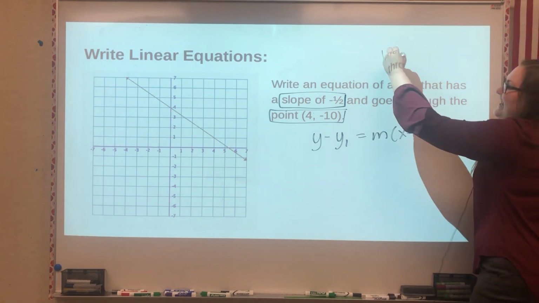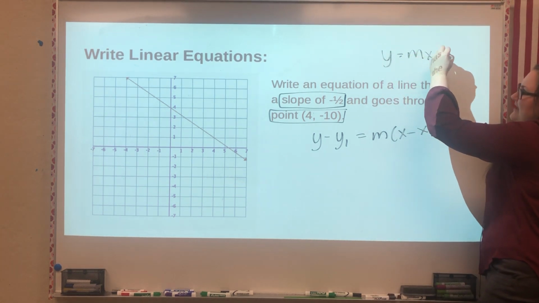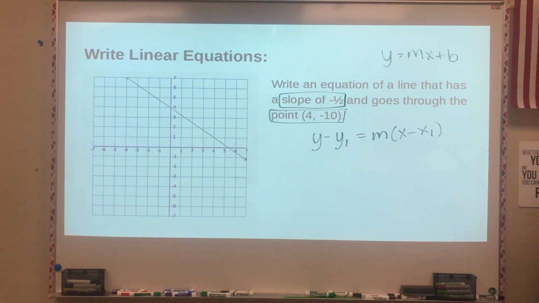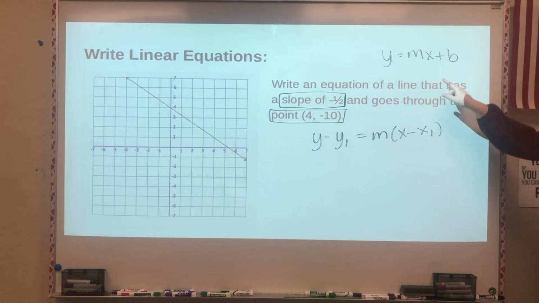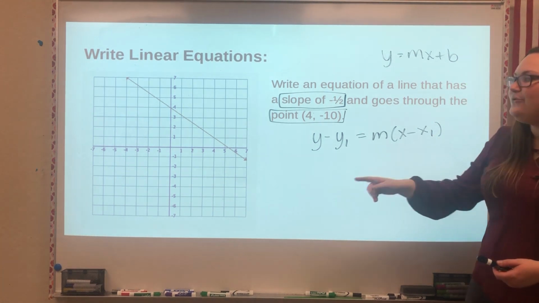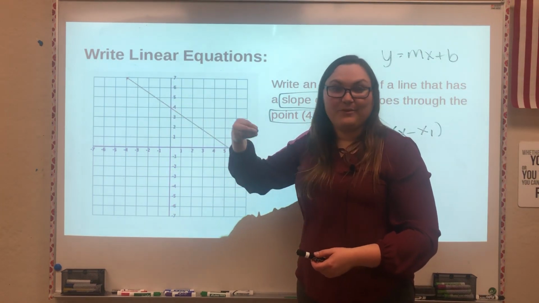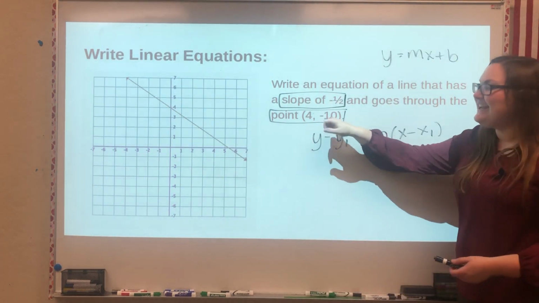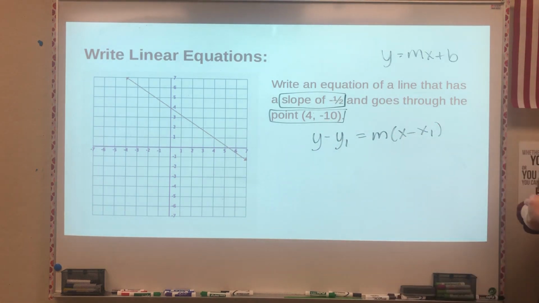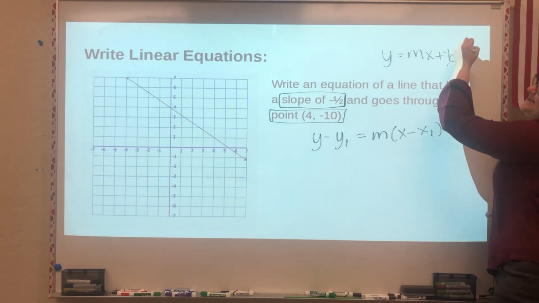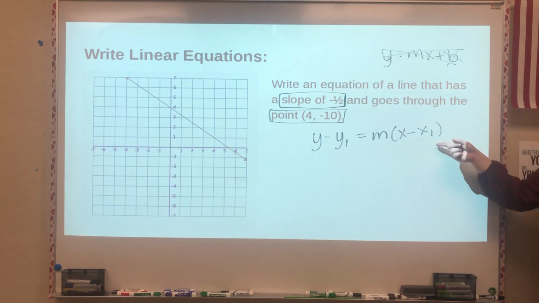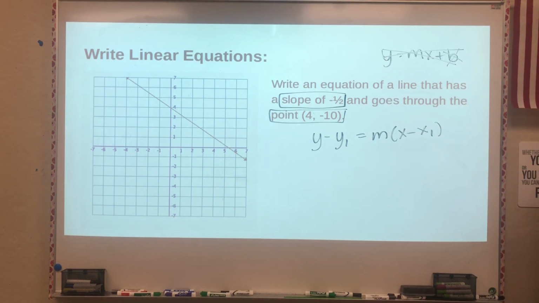Here, I could not use y equals mx plus b. Why could I not use that? Well, in order to use that, I need to know my y-intercept. They didn't give me a y-intercept. I don't know what number it's crossing on my y-axis. I don't know what that point is. Instead, I just know a different point. So because I don't know the y-intercept, I can't use that formula, which is fine because we've got this one.